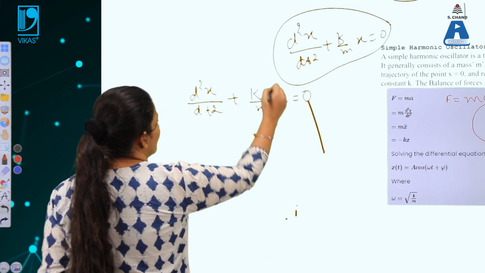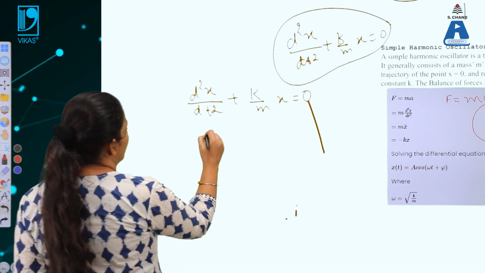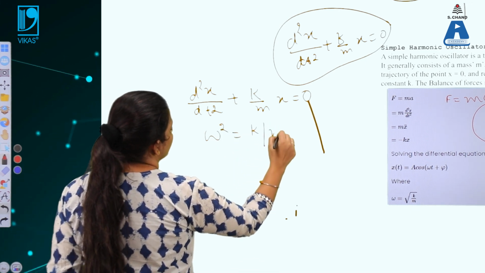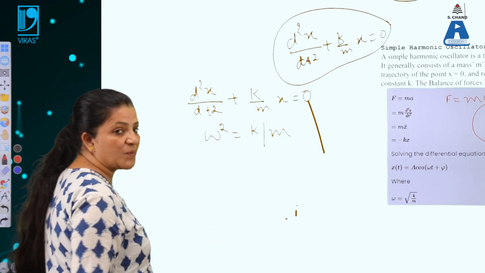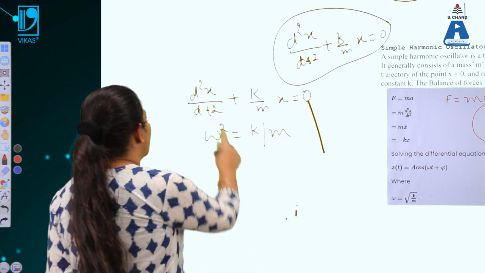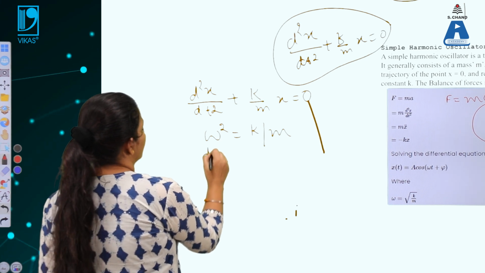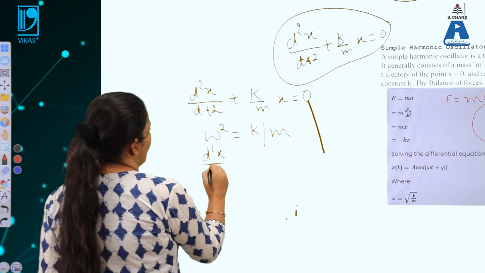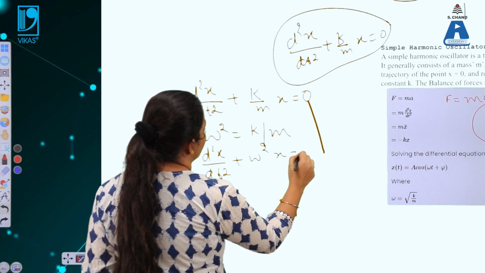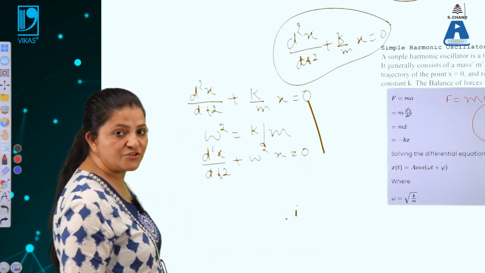Now substitute this as equal to omega square. That means omega square equals k by m. What is k here? k is the spring constant, and m is the mass of the body over here. So d square x by dt square can be written as plus omega square x equals 0. Now that is the second order differential equation.